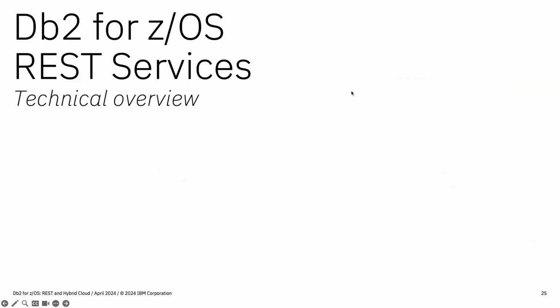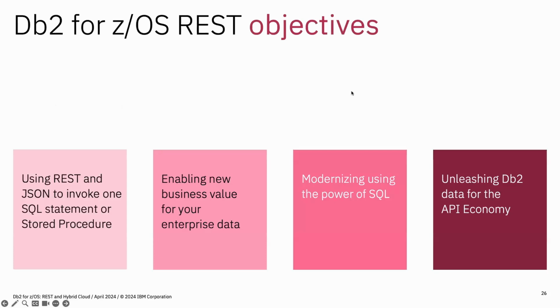So moving into DB2 for z/OS with REST services, there are 4 objectives that I want to highlight here for why DB2 has REST to begin with, even if it is just the POST method. You can use REST and JSON to invoke a SQL statement or a stored procedure. And ultimately, this allows for new business value for your enterprise data.